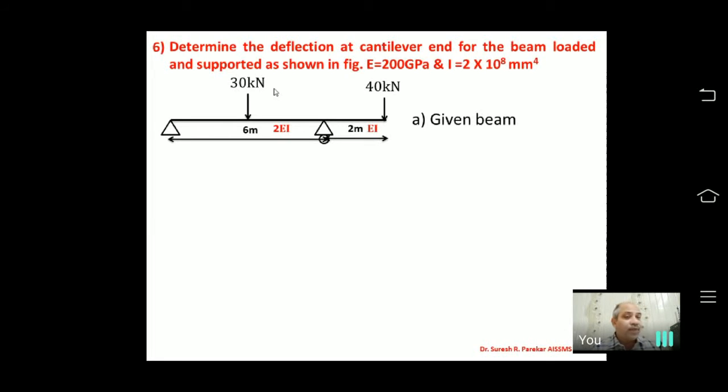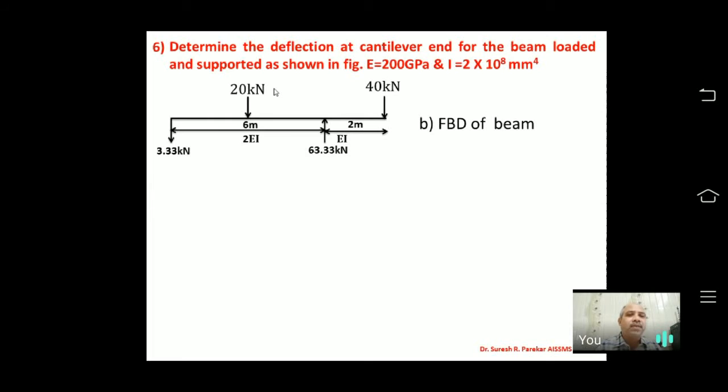Now we will first go for the free body diagram of this and then find the reactions. If I take moment about B, that is the second support, I am going to get this value as 3.33 kilonewton. Then applying summation Fy equals 0, we have 63.33. That will be my reaction at the second support, which will be in the upward direction.